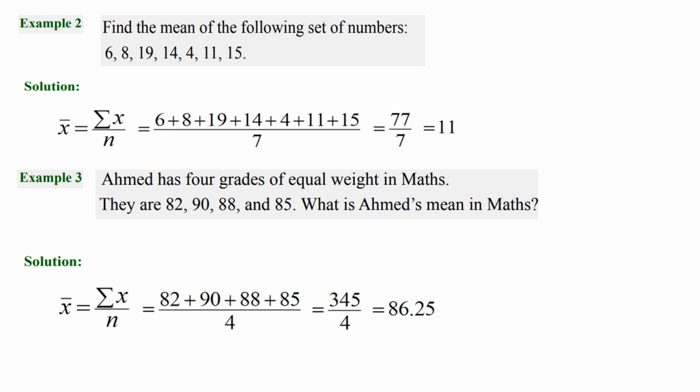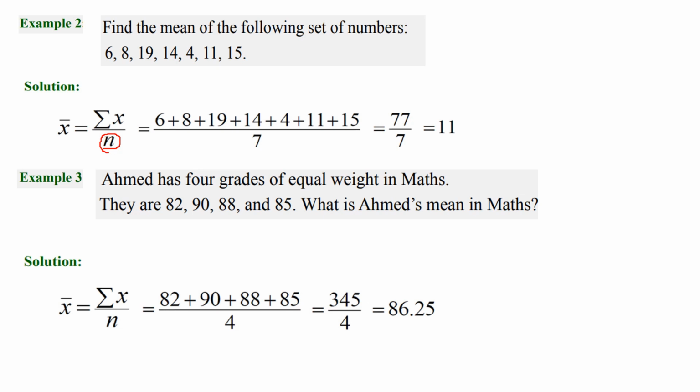First one, find the mean of the following set of numbers. So we have data. First you count the number of data: 1, 2, 3, 4, 5, 6, 7. So n equals 7, and you have to add all the data. 6 plus 8 plus 19 plus 14 plus 4 plus 11 plus 15 gives 77, divided by 7 equals 11. Students, you can use a calculator for calculating the value. So 11 is the mean.